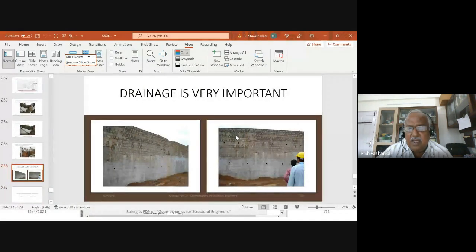And as I said, in all retaining structures, two important things with soil are proper compaction and proper drainage. You should have proper drainage. Here you can see the weep holes. You should not restrain the water.